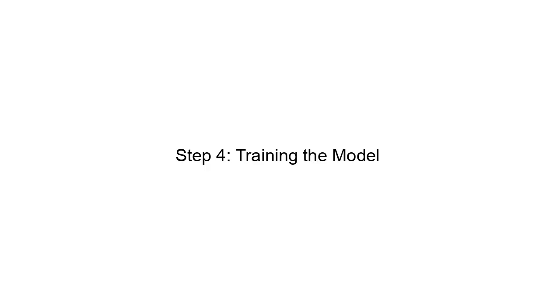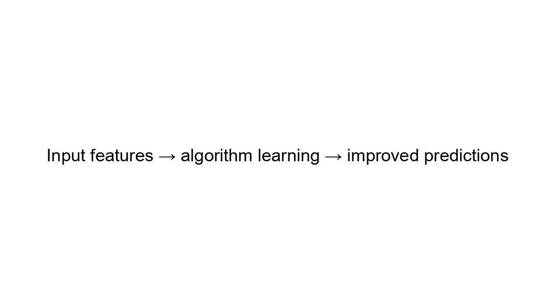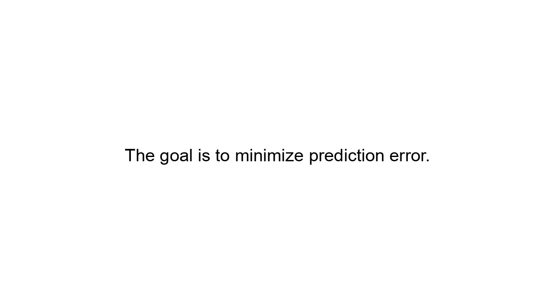Step 4. Training the model. During training, the algorithm analyzes the dataset and adjusts its internal parameters. Example concept: input features means algorithm learning means improved predictions. The goal is to minimize prediction error.